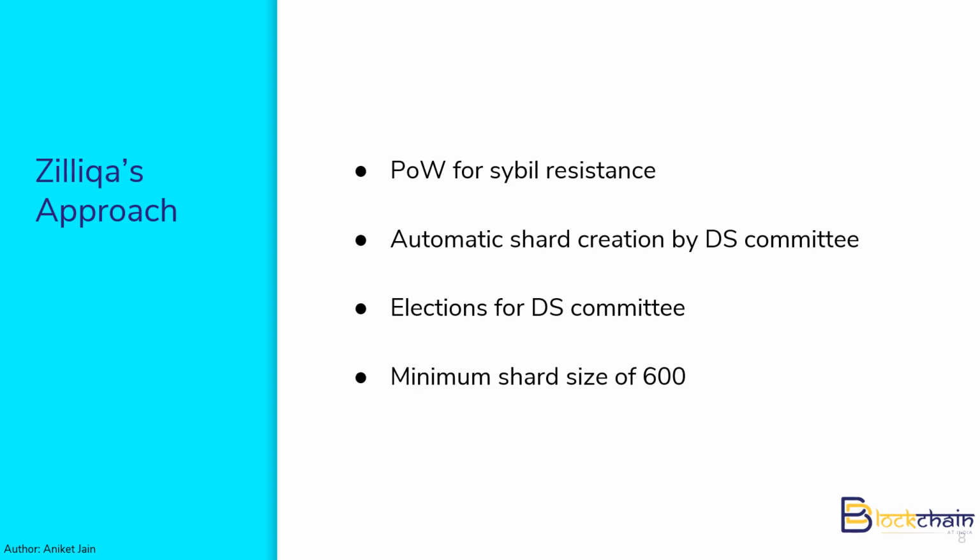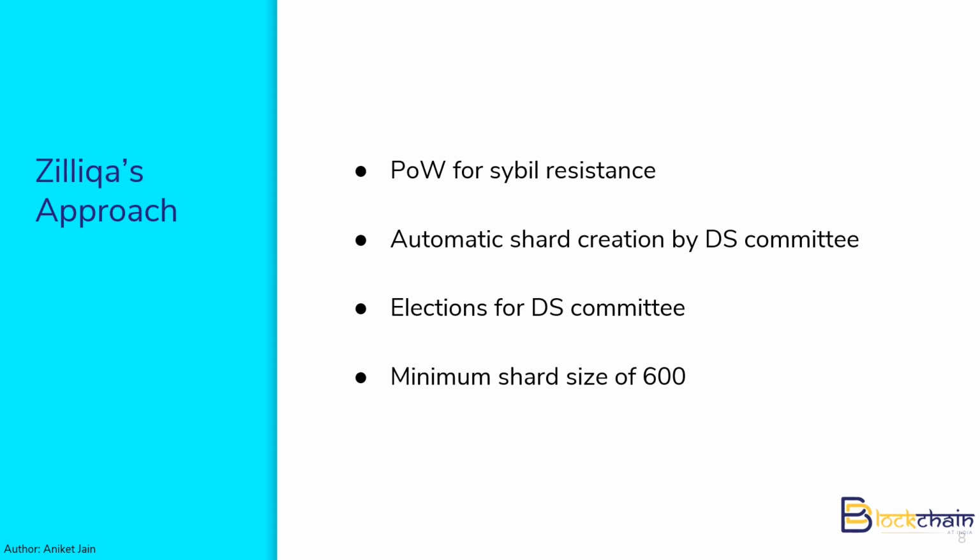The DS committee creates the shards, and elections for the DS committee are regularly held. A member of the DS committee is pushed out using a first in first out approach, and the one who solves the problem the fastest is the new node elected to the DS committee. Then all the nodes in the network perform another POW validated by the DS committee. Depending on POW and some randomness, a shard is assigned to a node.